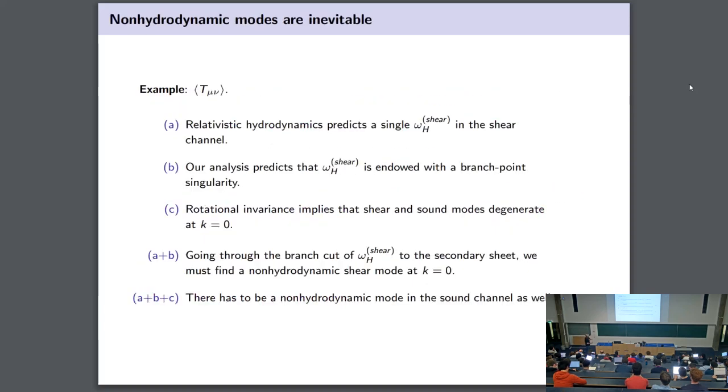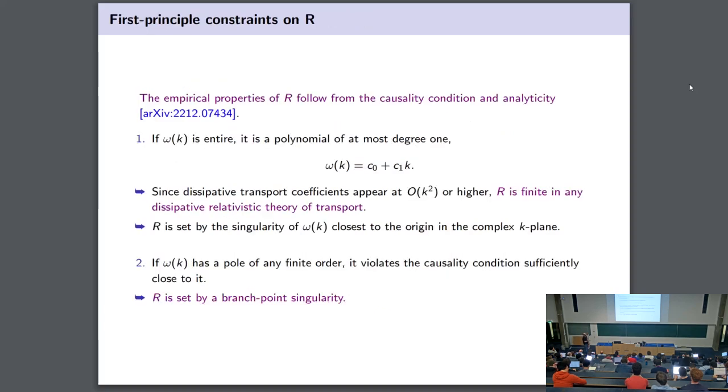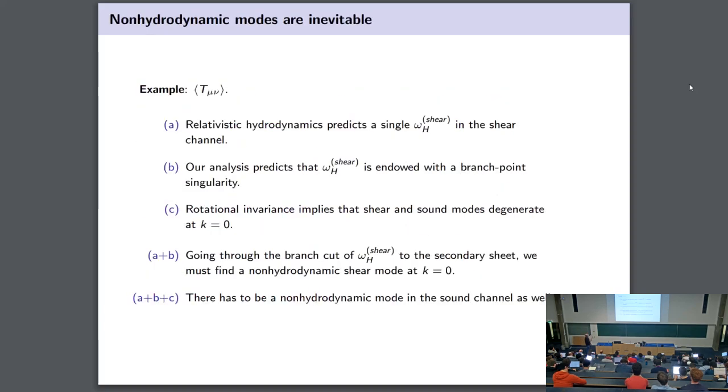From this observation on relativistic hydrodynamics, let's say the energy momentum tensor, these two theorems actually allow you to prove that non-hydrodynamic modes are inevitable in any consistent dissipative theory of relativistic transport. The argument schematically builds upon three facts. The first fact is that relativistic hydrodynamics predicts a single mode in the shear channel. Our analysis predicts that this mode has a branch point. And rotational invariance tells you that both shear and sound modes are going to become degenerate at k equals 0.